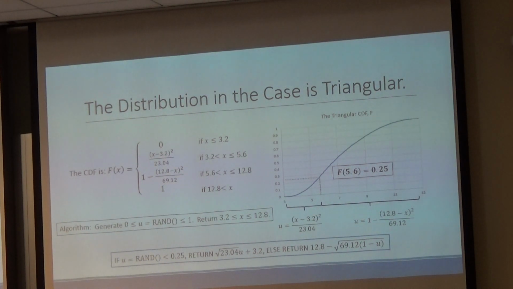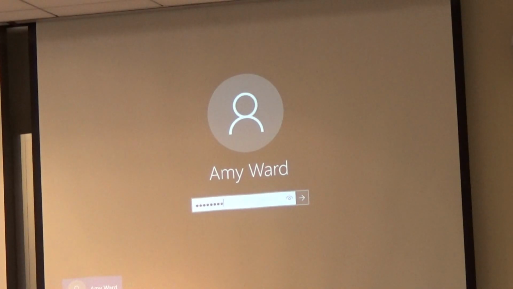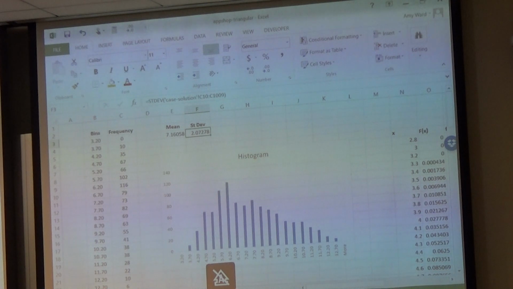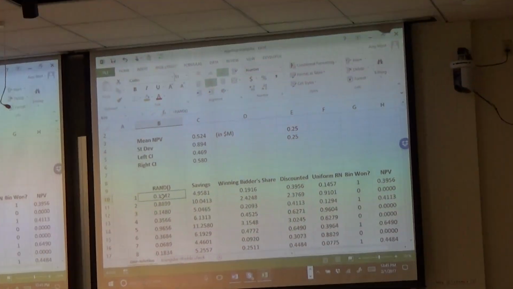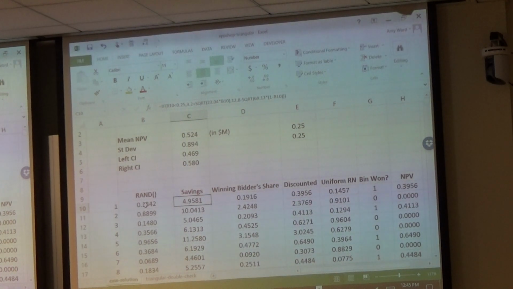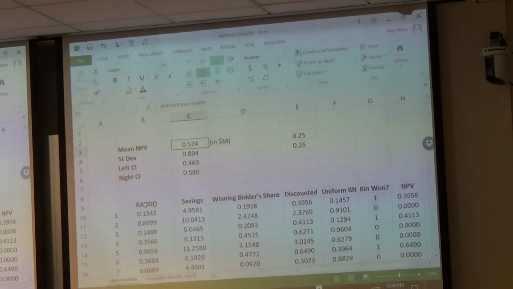Okay, so if you open up my spreadsheet, B is my RAND. Column C is implementing exactly this statement in Excel. And we've already done this case, we just did it with a uniform, right? So I'm just replacing that uniform distribution for the savings with a triangular distribution for the savings that the case actually asked us for. And I'm replicating these different savings 1,000 times. Everything else is the same. And you can see up here, when you go to calculate your mean net present value, it's 0.52.